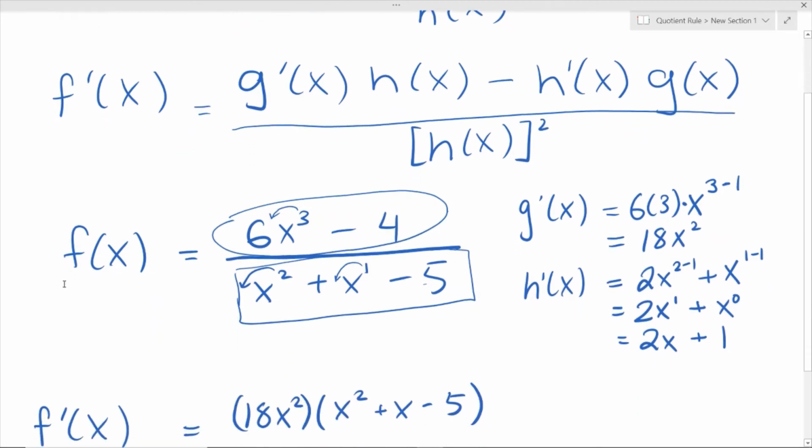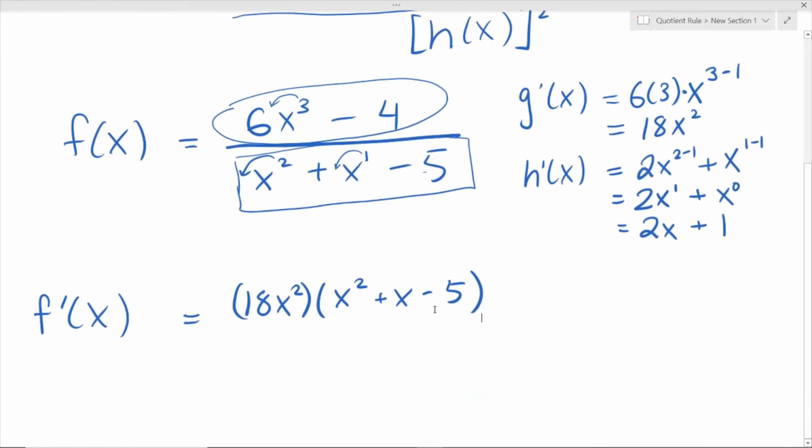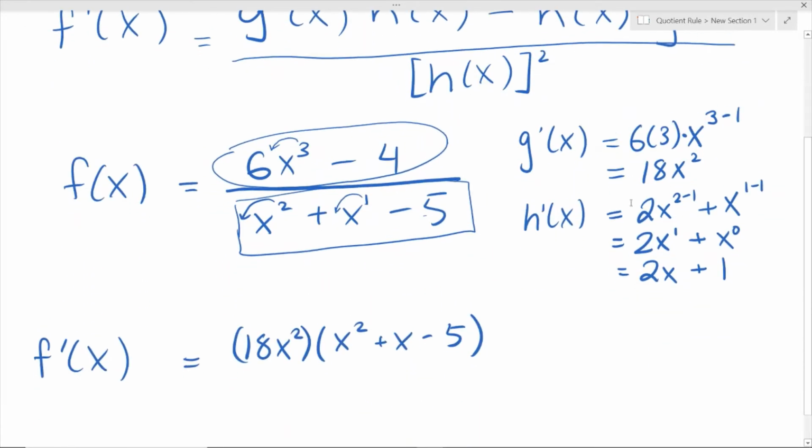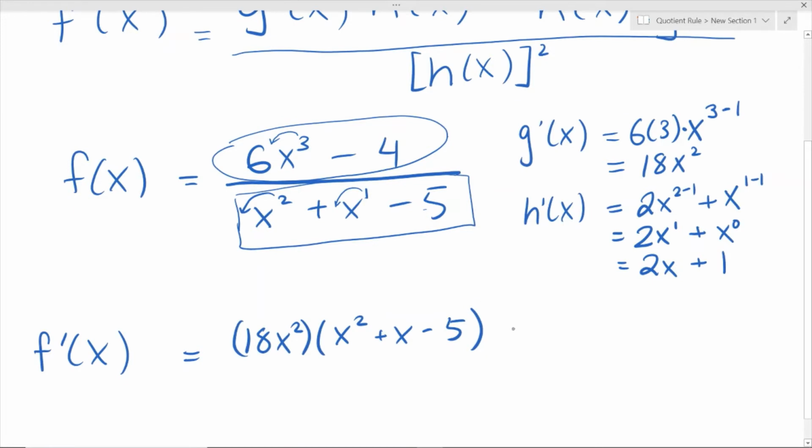So this is our original function. This is h of x. This is g of x. So I substitute in h of x, okay? And then now we have to substitute in h prime of x, which is right here. So I'm going to substitute that in.